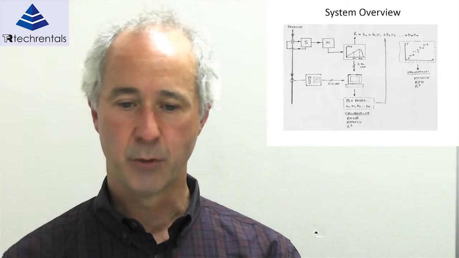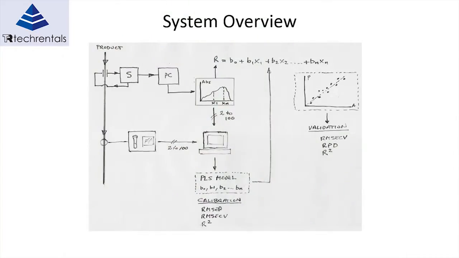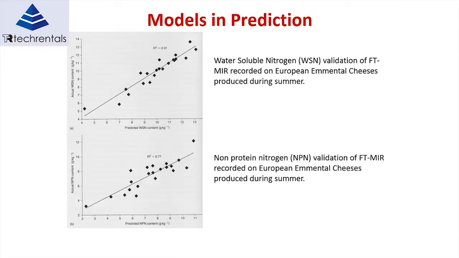So just going back to the model here, you can see the system on the right. With quantitative analysis, we need to be able to do a validation. So that validation graph on the right gives us an indication of how well our prediction is performing.